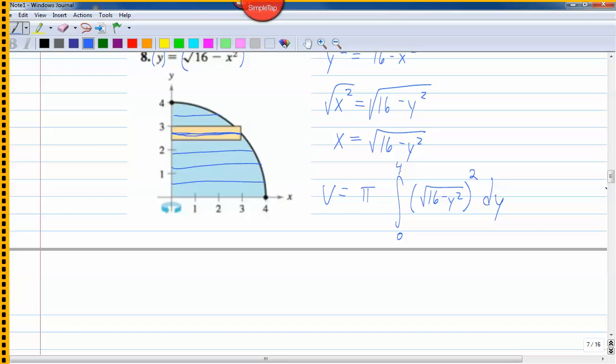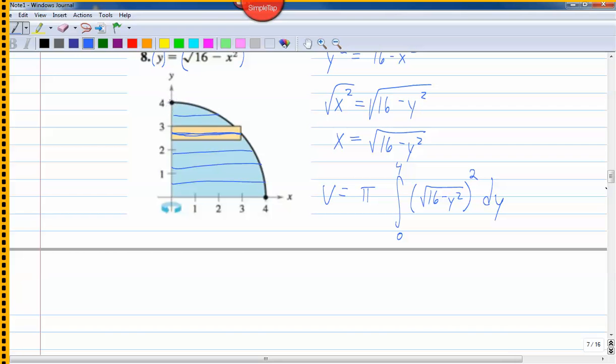Now before I do that integral, I want you to notice something. At y equals 0, what is my radius of the figure? You'd plug in a 0. It's the square root of 16, or 4, just like the graph looks. It does work. It's 4.